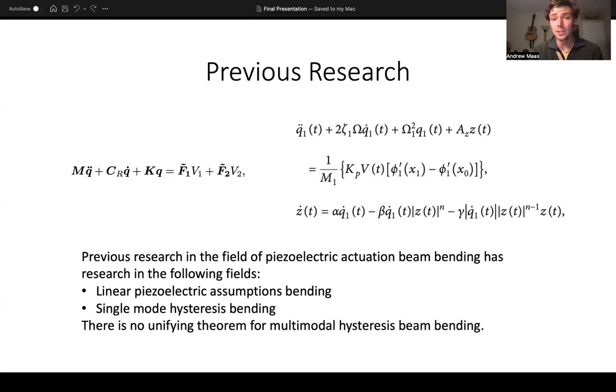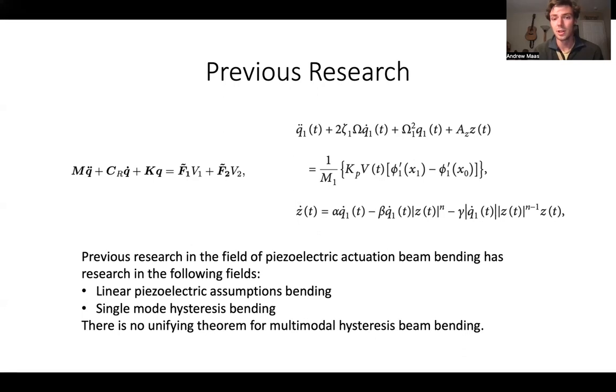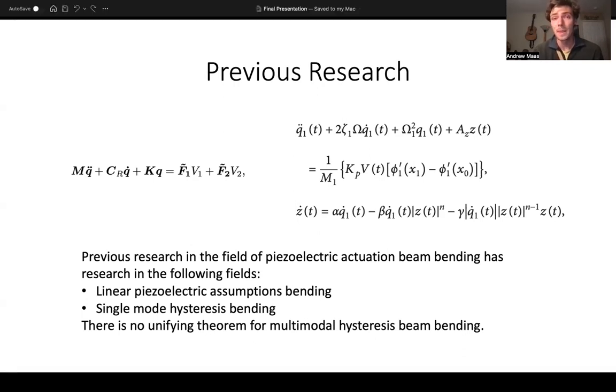However, the alternative assumption that is currently in research is hysteresis using only one mode. On the left, we have multiple modes, and on the right, we have a single mode, but with hysteresis. My thesis is trying to unify these two by using multiple modes with hysteresis. The issue with using hysteresis in just one mode is that you can only analyze around the natural frequency for which you have assumed the modes.